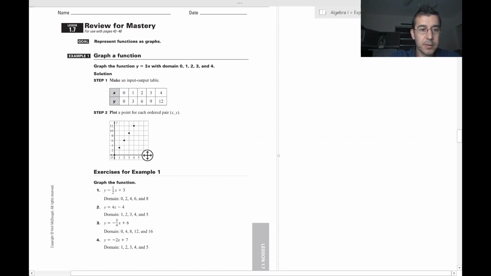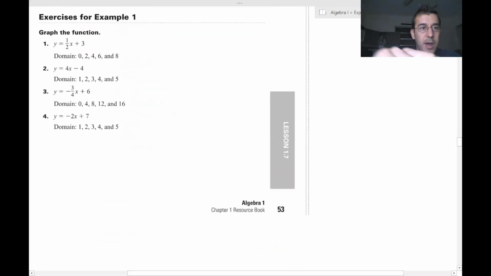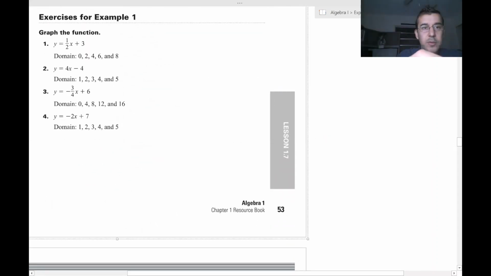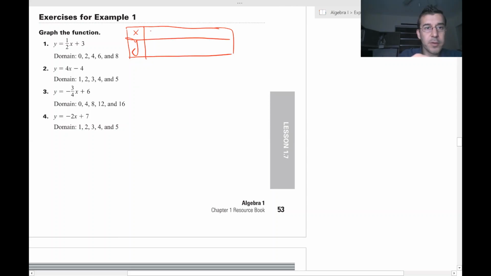The first function is y equals 1/2 x plus 3. So let's draw the xy, or domain-range, input-output table. So we have 0, 2, 4, 6, and 8. When x is 0, 0 times any number is 0, plus 3 is 3. When x is 2, 2 over 2 is 1, plus 3 is 4. When x is 4, 4 divided by 2 is 2, plus 3 is 5. When x is 6, 6 divided by 2 is 3, plus 3 is 6. When x is 8, 8 divided by 2 is 4, plus 3 is 7.